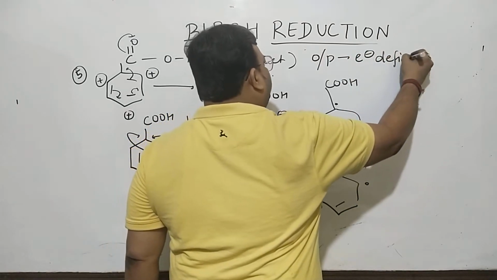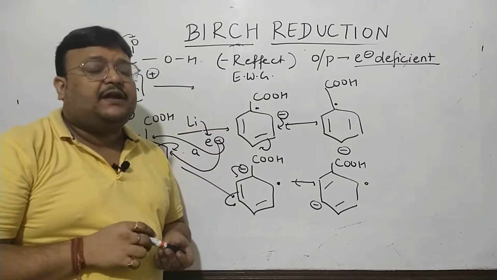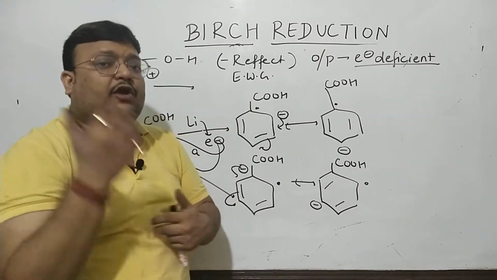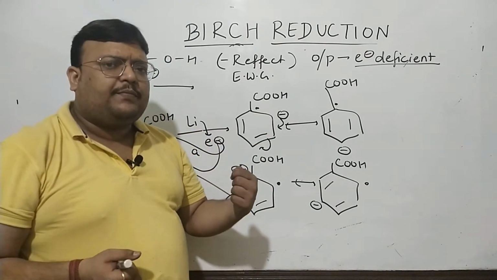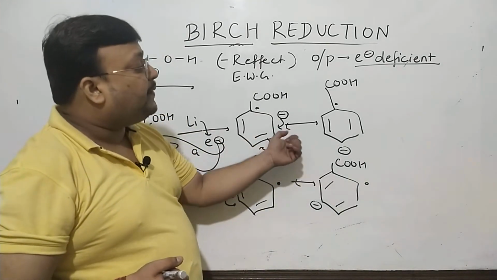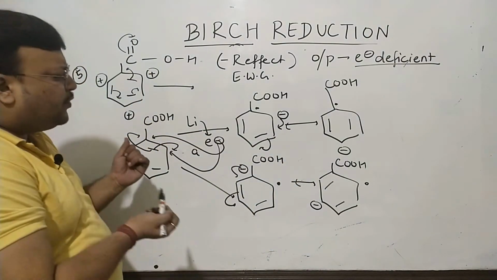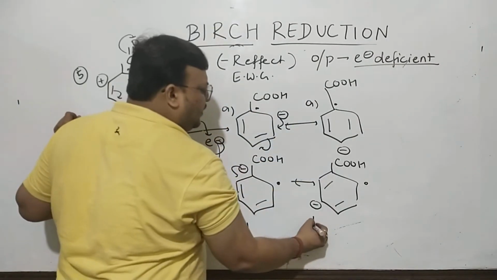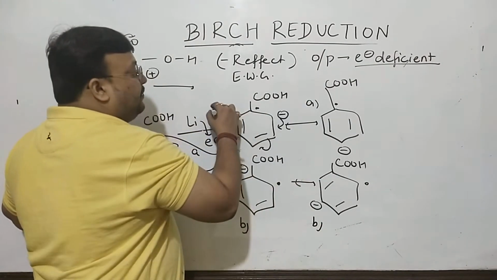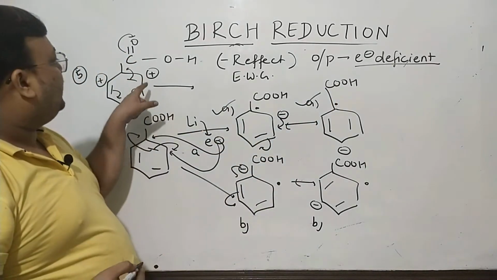Ortho and para have electron deficiency. So a possibility where the electron deficiency will be cured, because here the electron density at ortho and para is low, so a possibility where the negative charge comes at the ortho and para positions will be welcome. So out of these two possibilities, A and B, naturally this time A will be preferred, because at the ortho and para positions you have electron deficiency.